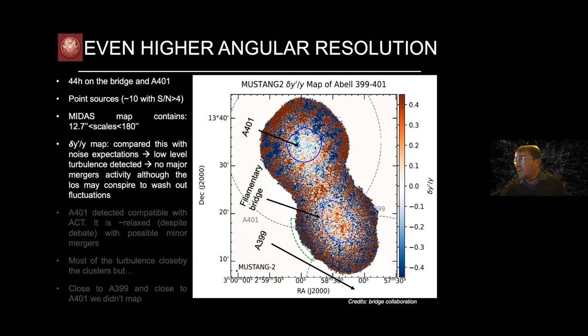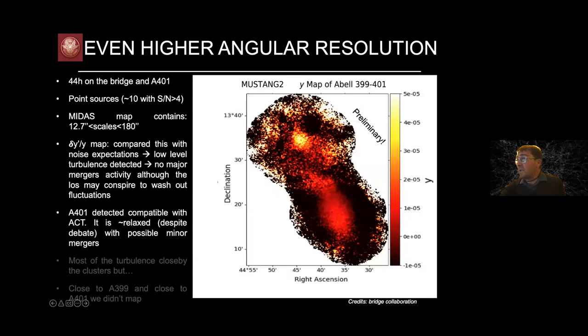In addition to this, we also analyzed this map with another pipeline, which retrieves large scales. This is what we really need, and we need to improve a little bit on this. This is called Minkasi, and it's based on a sky model. That's why we needed some data to work it out. In this pipeline, again, this is not published, we have a clear detection of Abell 401, and again we see that it is more or less relaxed despite some debate in the literature. Possibly there are minor mergers in these galaxy clusters. We also see a hint of the bridge in the lower part.